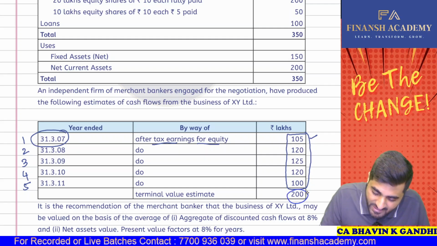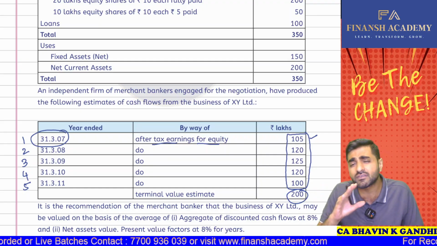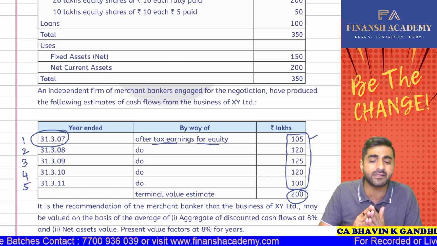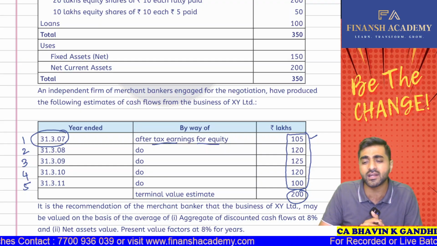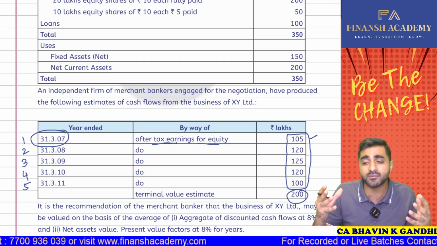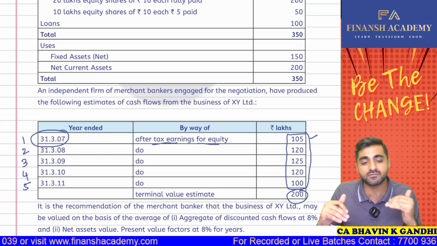The terminal value estimate is given to you as 200 lakhs. So whenever the business is terminated at the end of the 5th year, 200 lakh rupees will be received at the end of the 5th year. That we call the terminal value, which we need to discount and bring to present value terms.